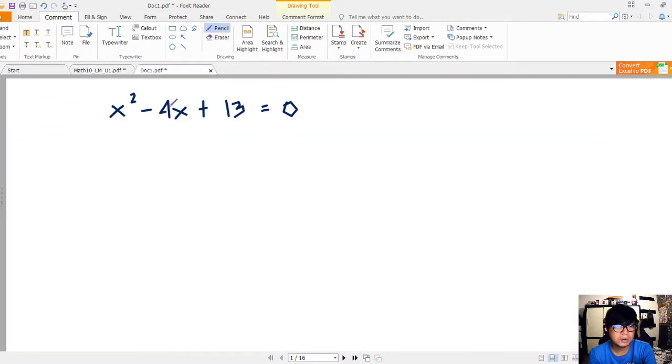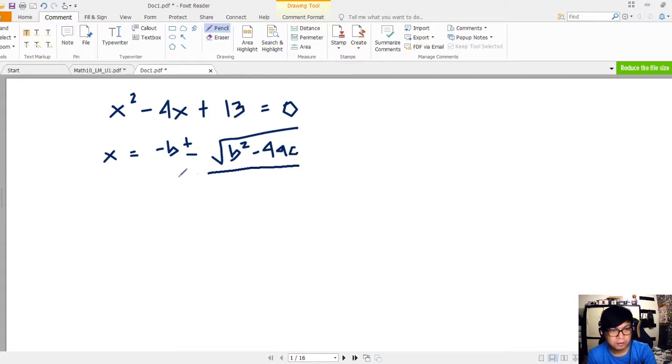Sige, hindi natin pwede siyang gamitan ng factor theorem no? Kasi walang factor ng 13. 13 kasi is a prime that will give you a sum of -4. Walang factor yung 13 na makagive ng -4 na sum. So, ang gagawin natin, gagamitan natin siya ng quadratic formula. -b plus minus square root of b squared minus 4ac all over 2a.